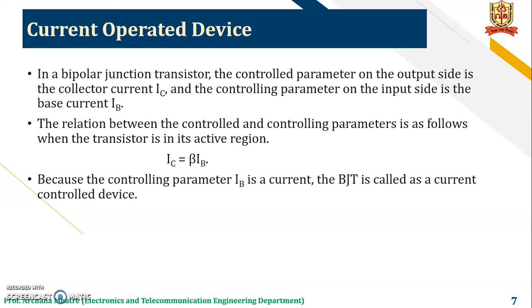A BJT is a current operated device. In a bipolar junction transistor, the controlled parameter on the output side is the collector current IC and the controlling parameter on the input side is the base current IB. The relation between the controlled and the controlling parameter, when the transistor is in its active region, is IC equal to beta times IB. Because the controlling parameter IB is a current, the BJT is called a current controlled device.